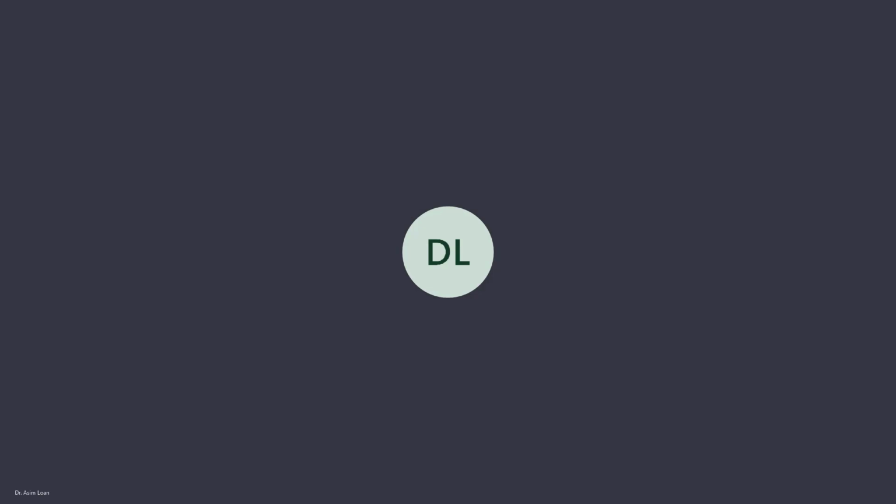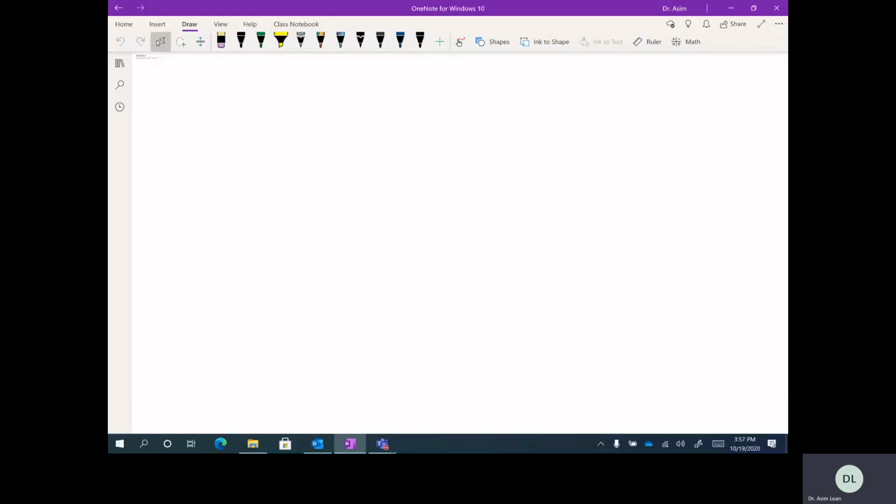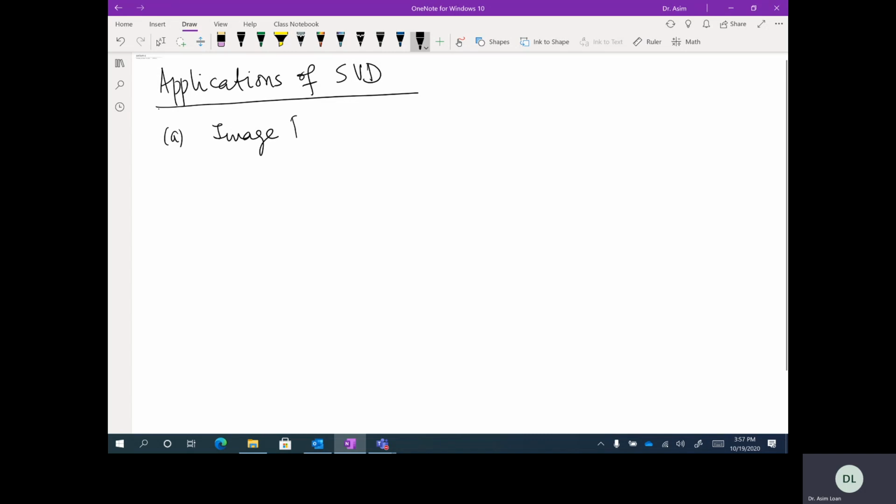Video lecture of this course. We want to look at the applications of singular value decomposition. So, applications of singular value decomposition. The first one is image processing, which can also be extended to machine learning.